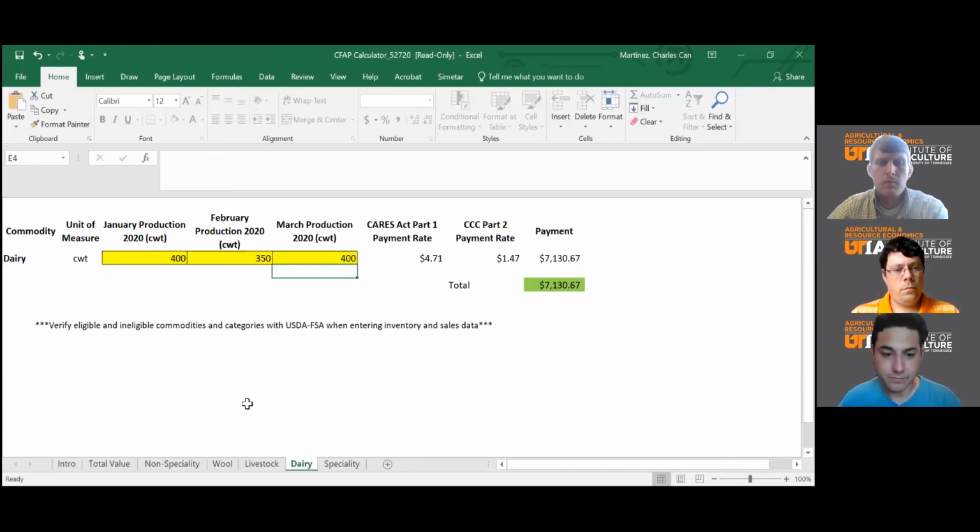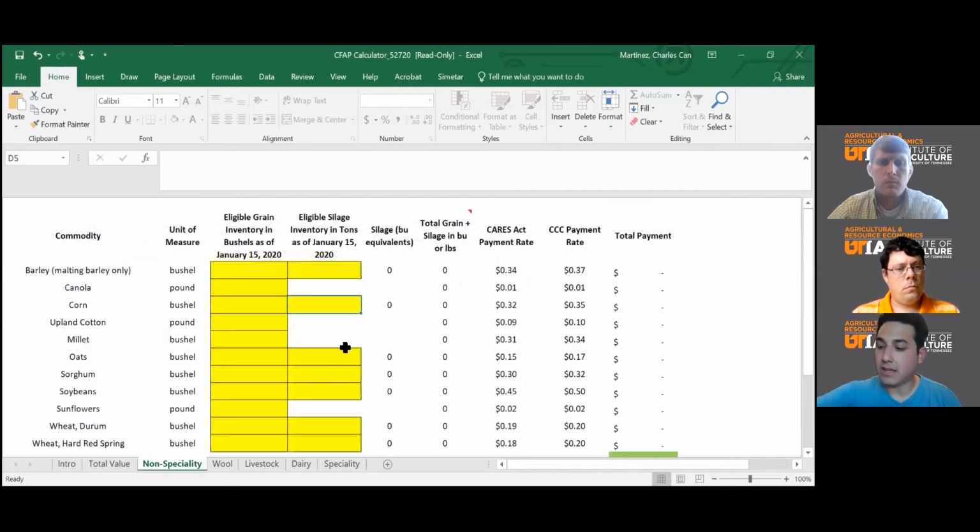$7,130.67. And so let's say we're also in our dairy, we have some silage and some corn laying around on January 15. That was in our inventory. And so we'll start here with the bushels for eligible grain on the corn side. And let's say we have 5,000 bushels. You'll see it calculates it, and it has $1,675. But also as a dairy, we had some silage laying around too.